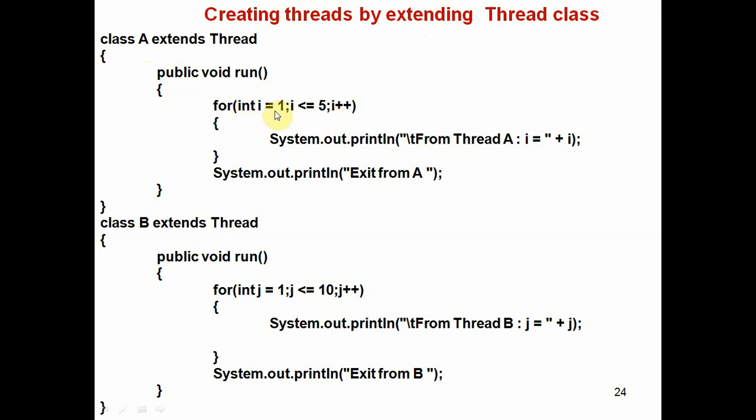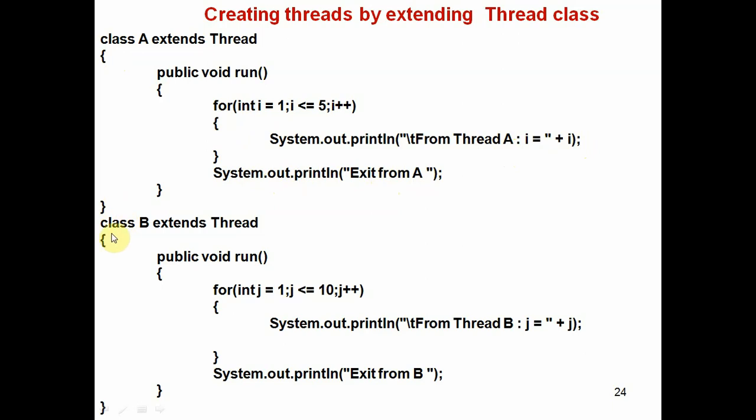Here we write the code for i equal to 1, i less than or equal to 5, i plus plus. Then System.out.println, from thread A we print the i value. After completion of that loop we print the exit from A by using an output statement. With that, one class creation is over.